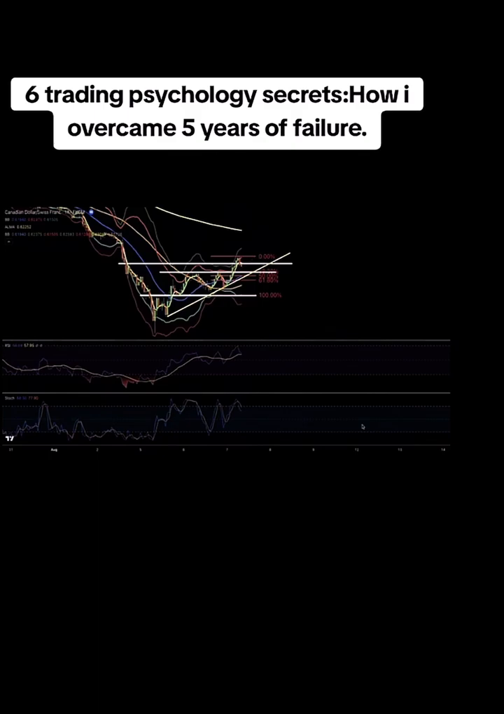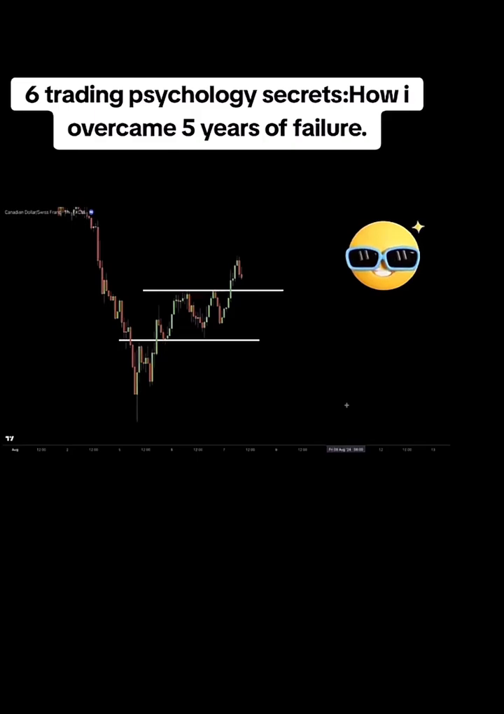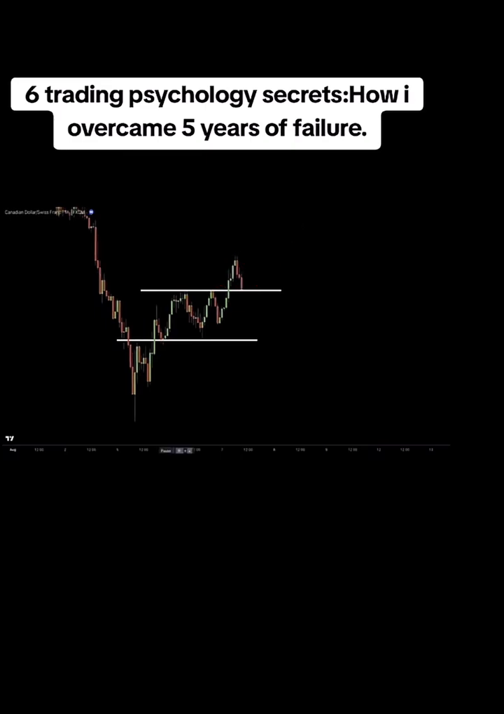Now, let's clean it up. Remove all the indicators. See the difference? The chart is simple, clear, and easy to understand. Now we can see the market has broken above a resistance level and is pulling back to retest it as support. The picture is straightforward, and we can better predict what's likely to happen next.